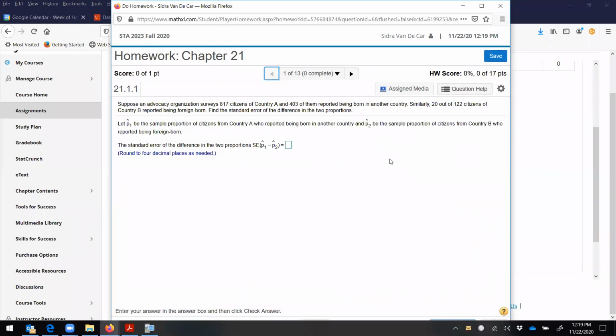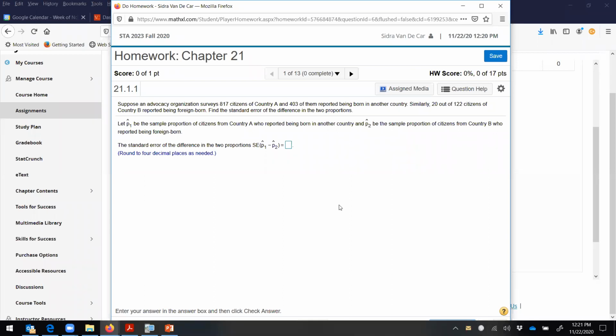Suppose an advocacy organization surveys 817 citizens of country A, and 403 of them reported being born in another country. Similarly, 20 out of 122 citizens of country B reported being foreign-born. Find the standard error of the difference in the two proportions.